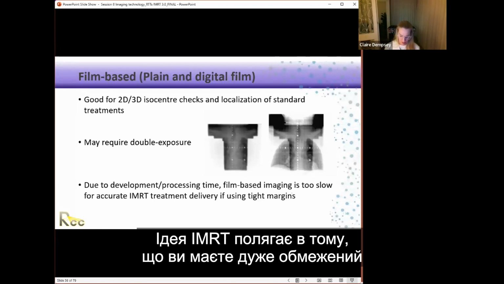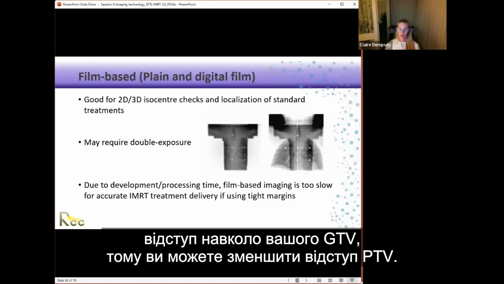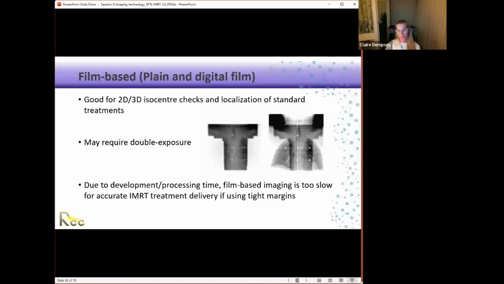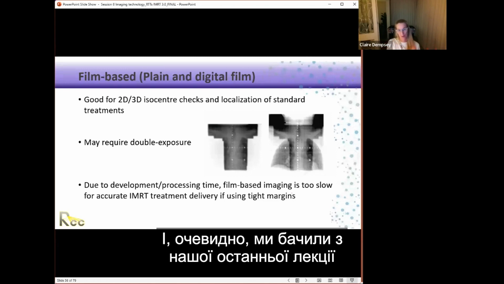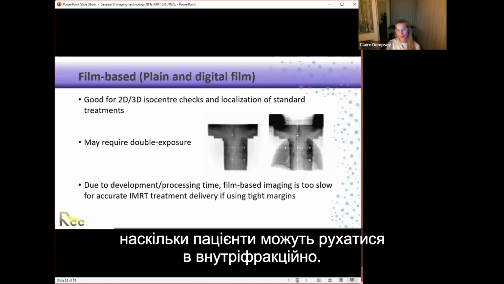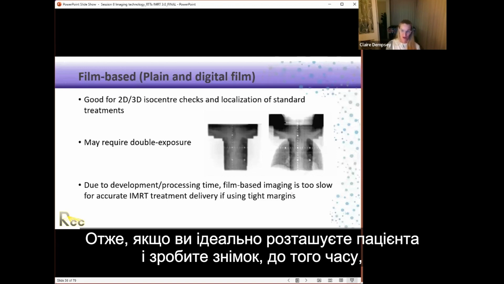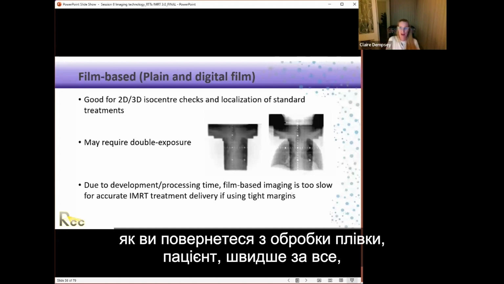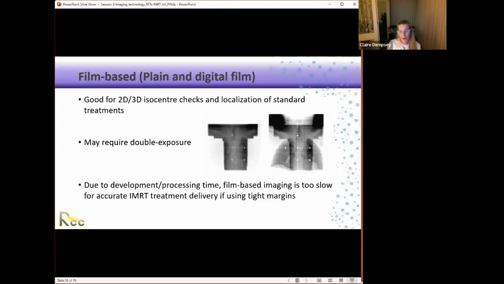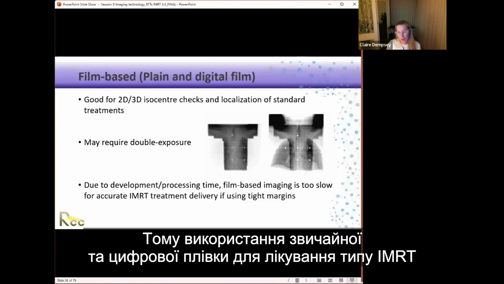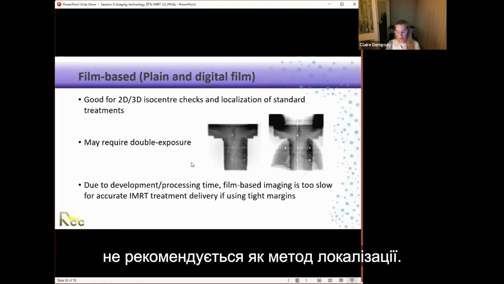So the idea with IMRT is you have really tight margins around your GTV, so you might reduce your PTV margins. And obviously we saw from our last lecture how much patients can move inter- and intrafraction. So if you've set up your patient perfectly and taken the film, by the time you come back from processing a film in this way, the patient's probably already moved. So using plain and digital film for an IMRT type treatment really isn't recommended as a localization method.